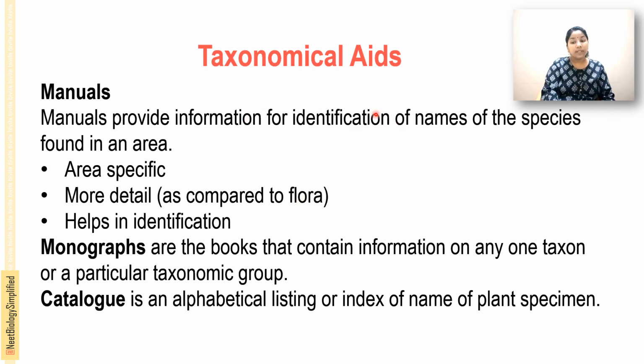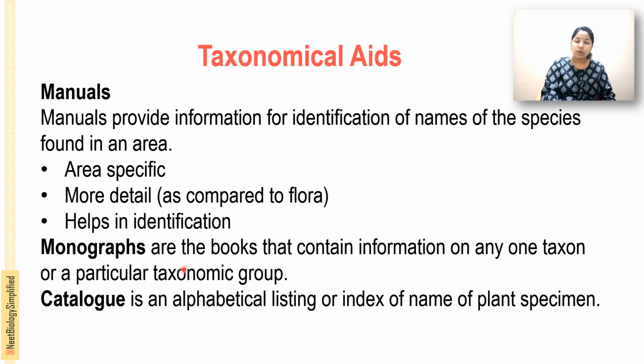Flora is for the species identification, here the identification of the names of the species found in an area. That is area specific and has more details as compared to flora. When compared to the flora, manuals have more detailed information regarding a plant species in an area and help in the identification. Next is the monograph. Monograph is actually a book that contains information on any one taxon, any one category or any one unit of classification, that is, a particular taxonomic group.